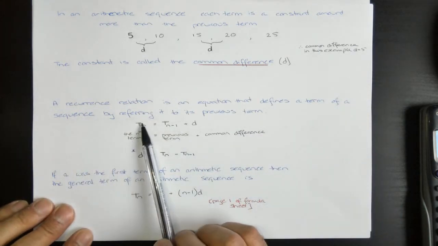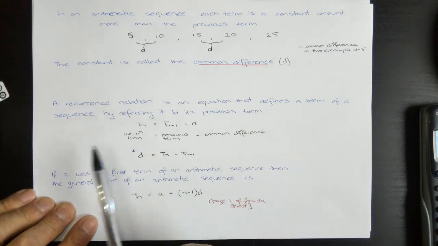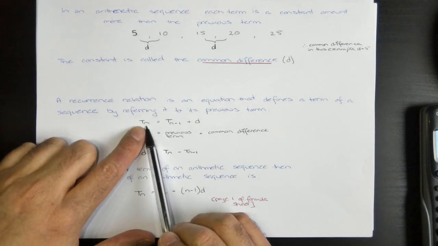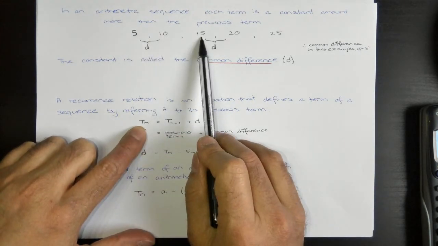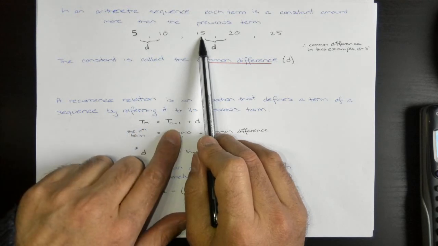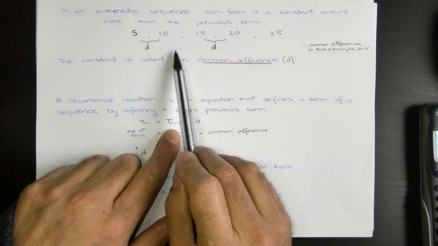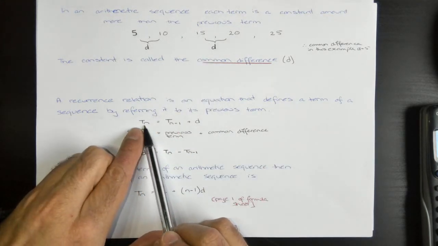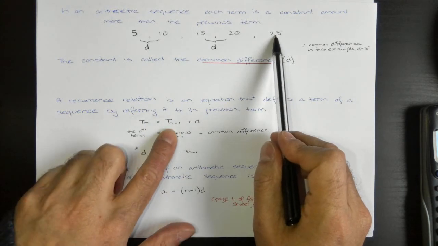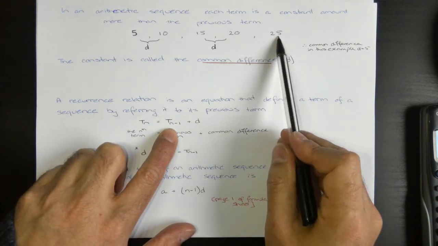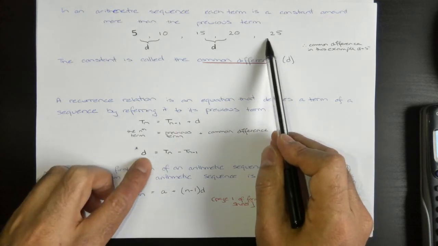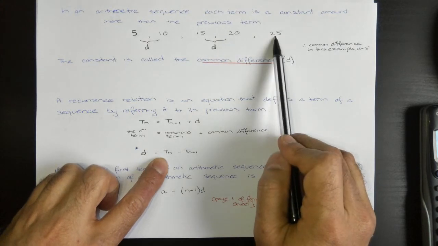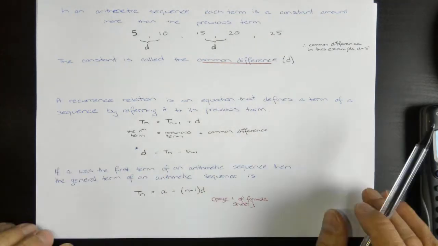A recurrence relation is an equation that defines a term of a sequence by referring to its previous term. So for example, if I want the third term, T3 is equal to T2 plus the difference. That's how we'd read it. Let's say the fifth term is equal to the fourth term plus D, the difference. Therefore, the difference is the term that we have minus the previous term.